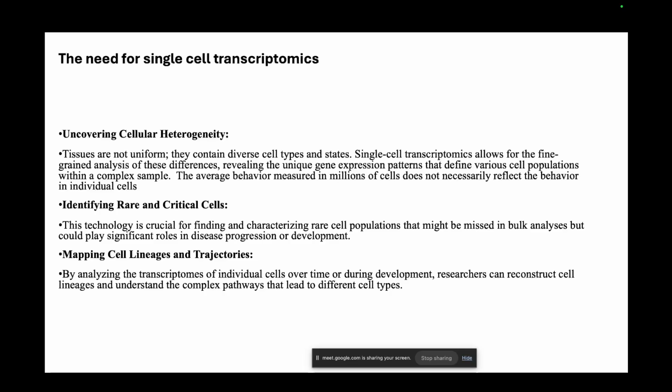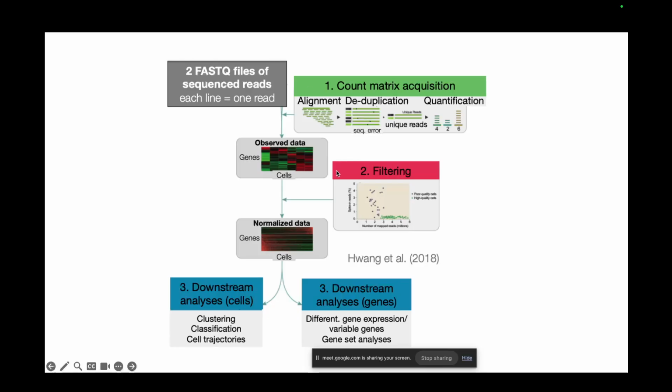By studying these individual cells over time during development, we can reconstruct cell lineages and understand complex pathways that lead to different cell types. Cell differentiation is a very important part of single cell transcriptomics applications, right? Again, I'll not go into much detail on this.